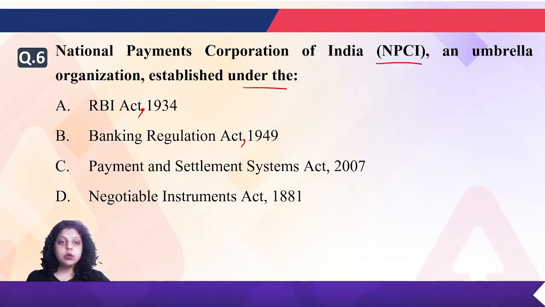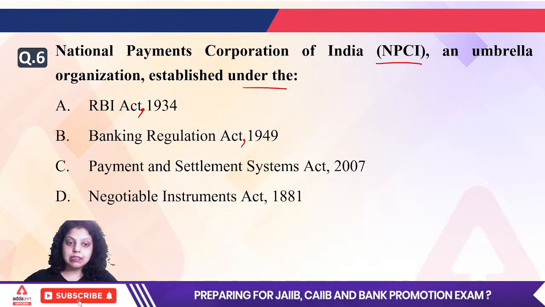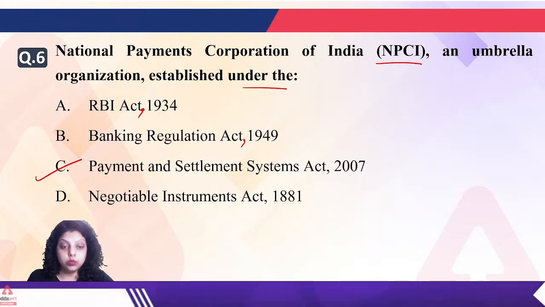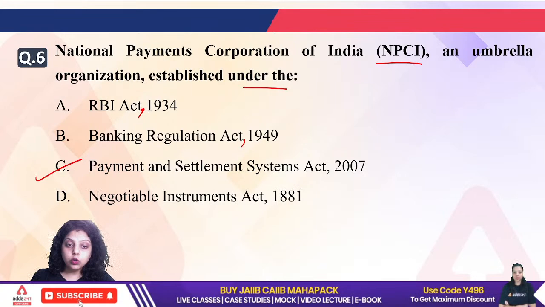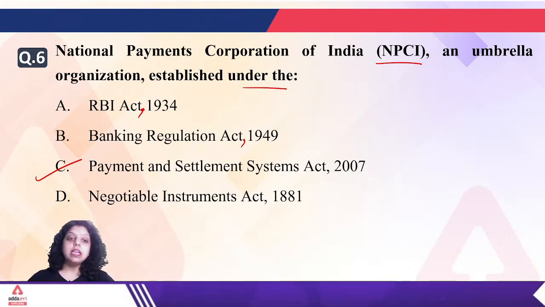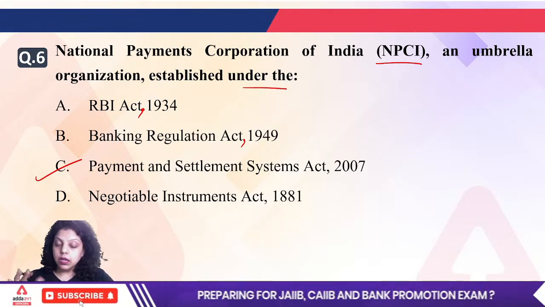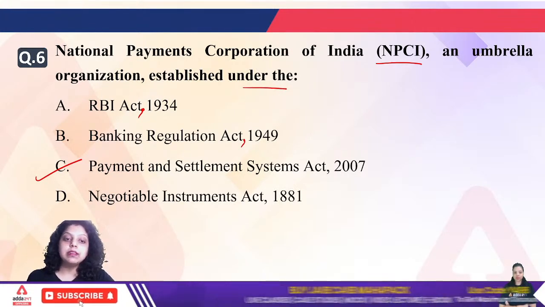As we know, NPCI is an umbrella organization which supervises the retail payment system in our country. So the right answer will be the Payment and Settlement Systems Act, introduced in 2007. It says that apart from RBI, no other entity or individual is allowed to perform payment and settlement in India. But if RBI gives a license to a certain entity, then it can perform payment and settlement system activities in India. So RBI has given a license to NPCI under the Payment and Settlement Systems Act.